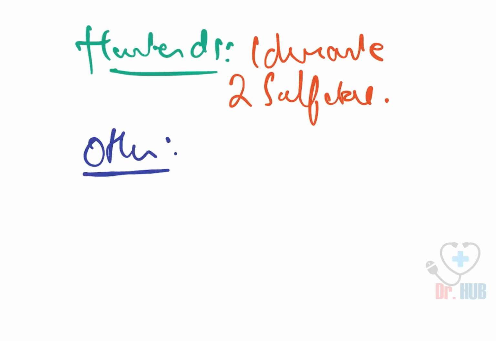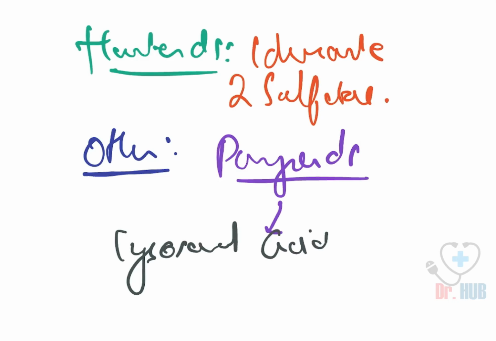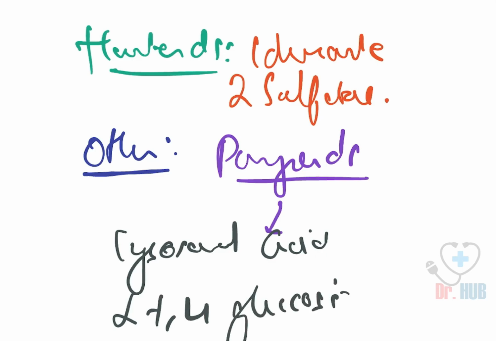Now looking at the other category. Here it involves Pompe's disease. Pompe's disease is the defect of lysosomal acid alpha-1,4-glucosidase.